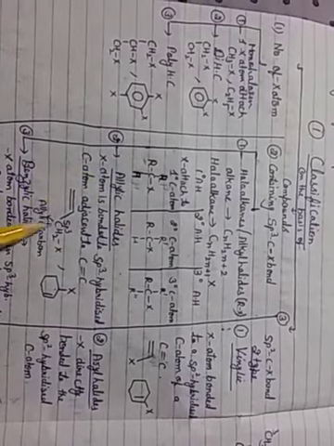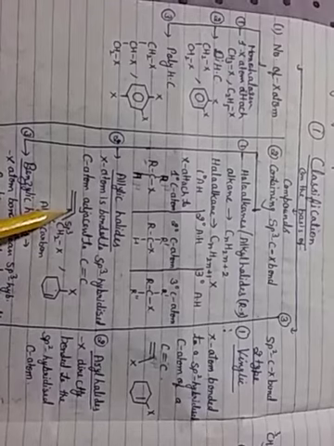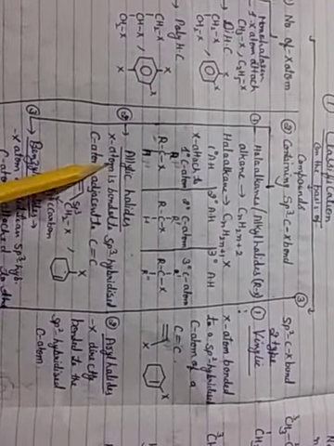Allylic: the halogen is attached to an sp3 carbon atom, and this sp3 carbon atom is adjacent to the carbon double bond carbon, so it is known as allylic halides. Then benzylic: the halogen atom is bonded to the sp3 carbon atom, but this carbon atom is attached to benzene, so it is known as benzylic halides.